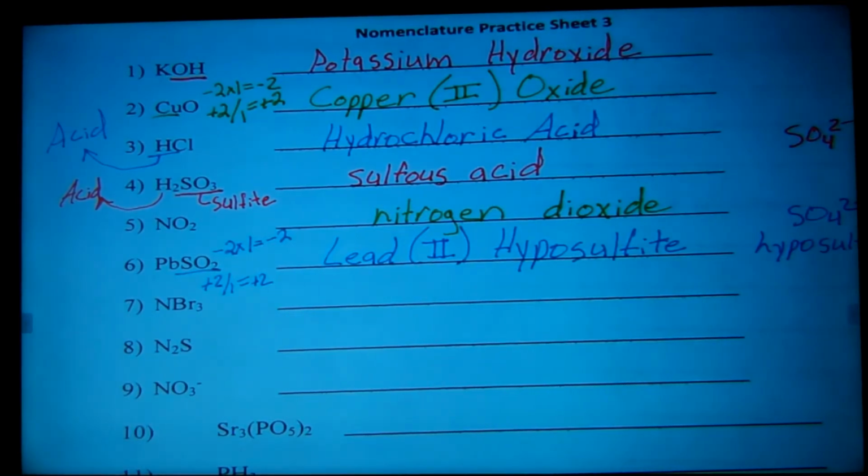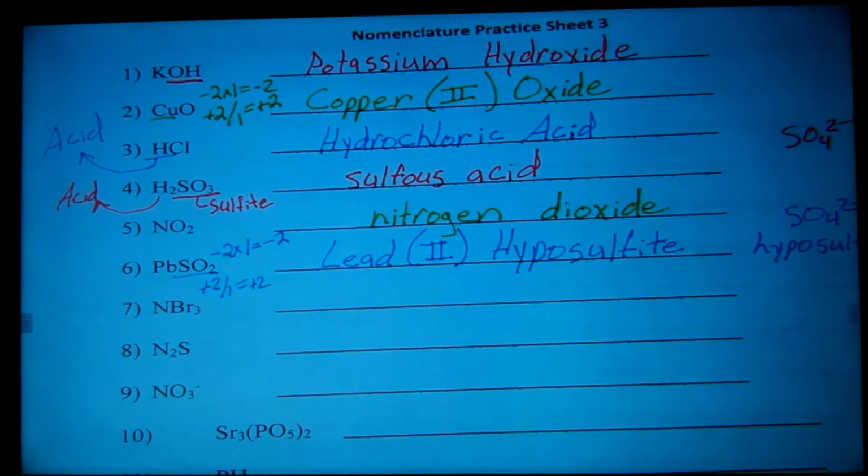Alright, so number 7. We have 2 elements, okay? We have nitrogen and bromine. Since there's 2 elements, we look for a charge. There is no charge, which means no polyatomic. Then from here, we're going to look at what type of bond is there. Nitrogen's to the right of the staircase, and the bromine is to the right of the staircase, which means we're dealing with a covalent bond because 2 nonmetals bonded together.